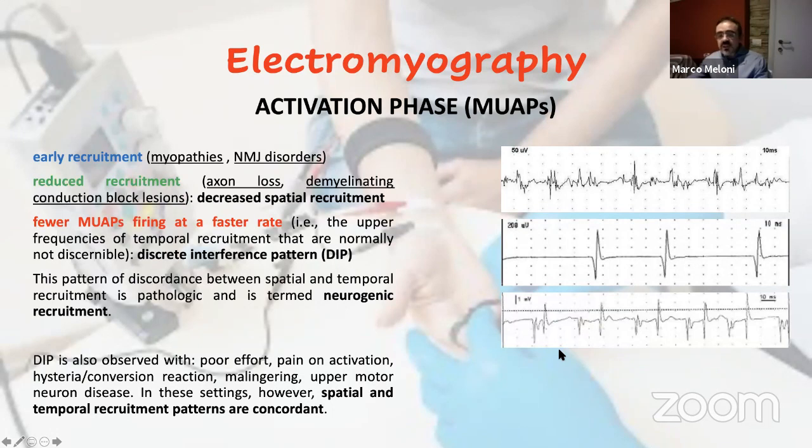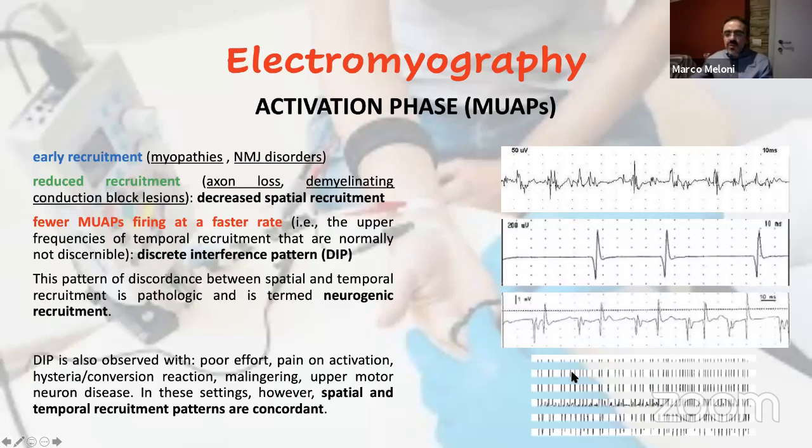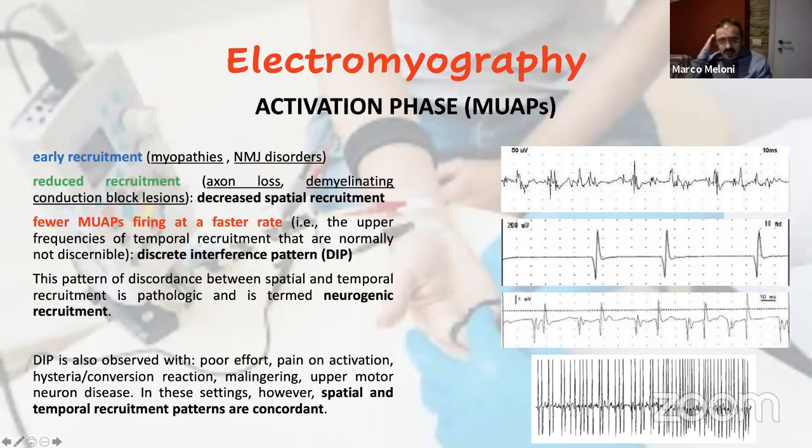And this is very important because sometimes, and that's the problem for the electromyographer, the patient comes to us telling he feels weakness, he is not able to contract. But if we examine the patient and we suspect a nerve injury, we just need to check the activation phase. And if there is concordant spatial and temporal recruitment, definitely there is not a nerve lesion at all. So it could be caused by poor force, pain on activation, hysteria, but not by axon loss or demyelinating conduction block.